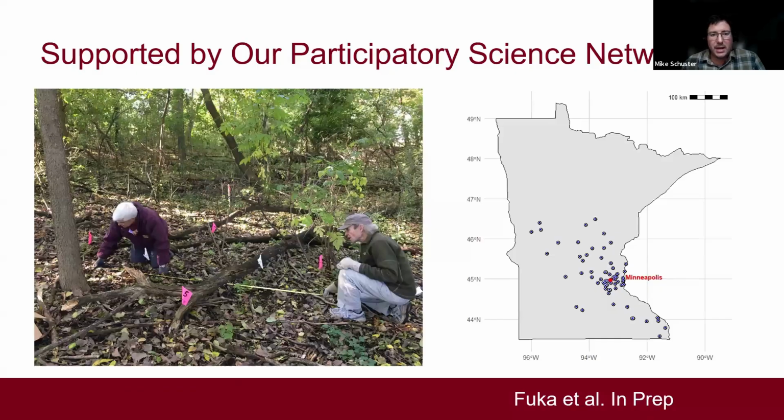And this work is supported by our network of participatory or citizen scientists. So we did an experiment across the state with more than 120 different participants that replicated this exact approach across the state. And we found that, yes, the story is true there as well, that seeding herbaceous species suppresses buckthorn in diverse contexts, and it doesn't require intense management by a group of researchers or a bunch of specialists. It can be done by anyone.